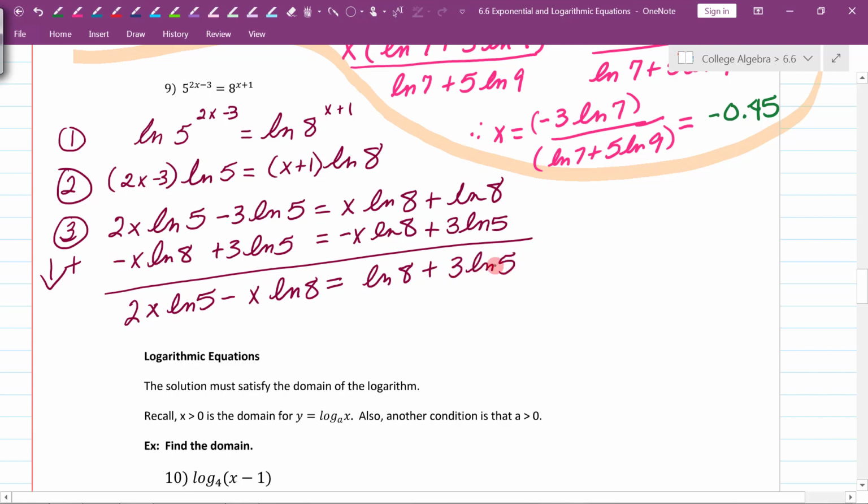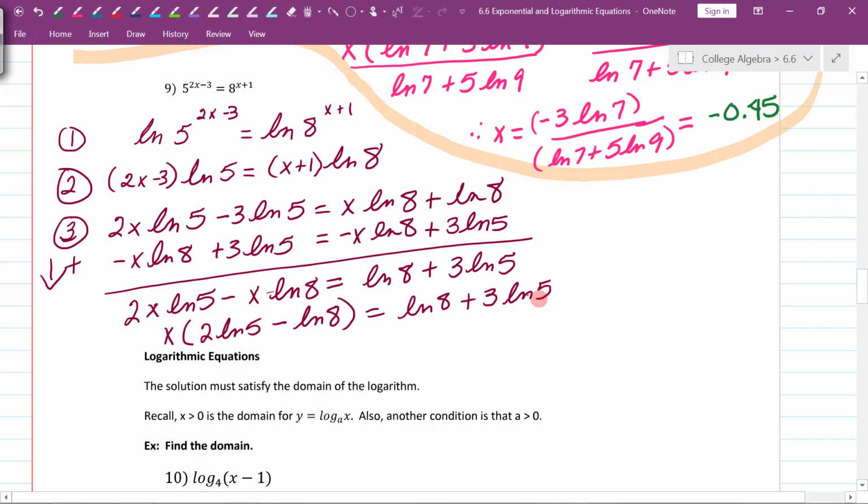So far, so good? Now, notice right here on this side of the subtraction sign and on this side, I have an x. So I can factor that x out of both sides. So now I have x times 2 natural log of 5, that's what's left over here, subtract natural log of 8. That's going to equal, just rewrite this over here, natural log of 8 plus 3 natural log of 5.